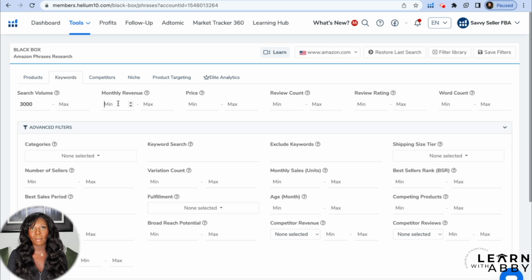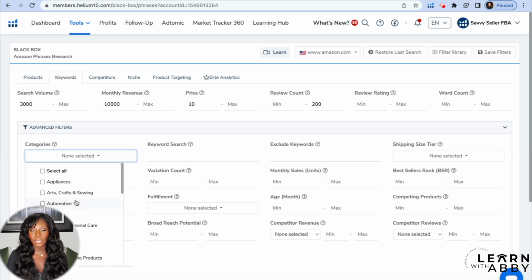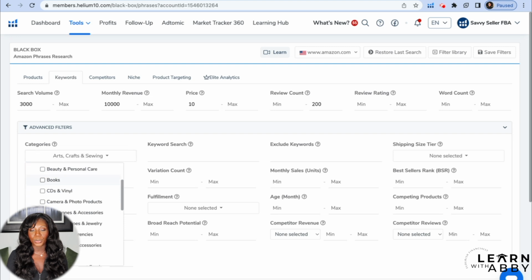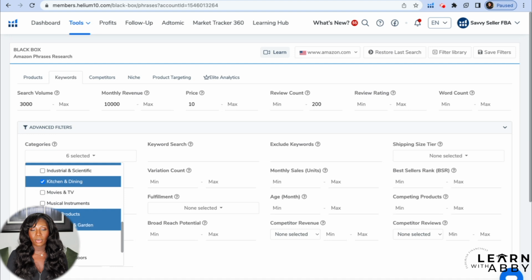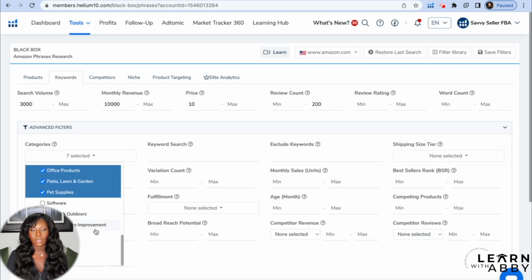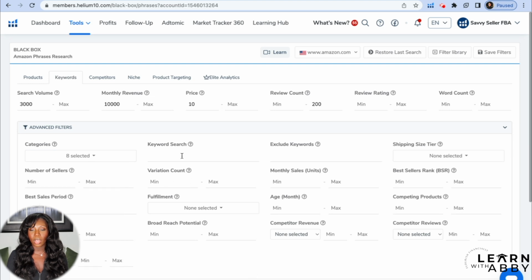The monthly revenue minimum we want to see is at least 10,000. So I'm going to put that there. For the price, we don't want any products cheaper than $10. For the reviews, we don't want any reviews over 200. And then I'm gonna go ahead and select a couple of categories. What I like to select typically is arts and crafts. I like to do health and household, home and kitchen. We'll do kitchen and dining, office products, patio, and pet supplies. Maybe sports and outdoors. Everything else I will leave unselected.